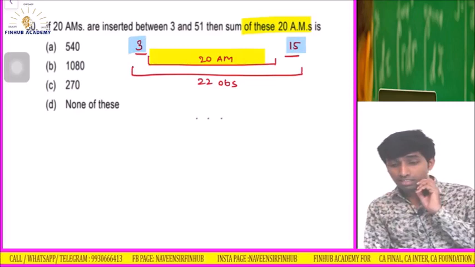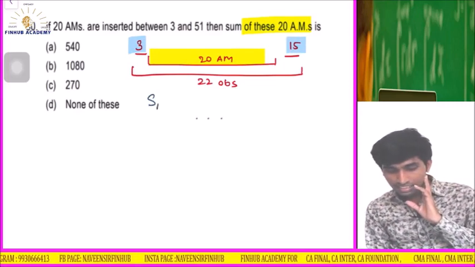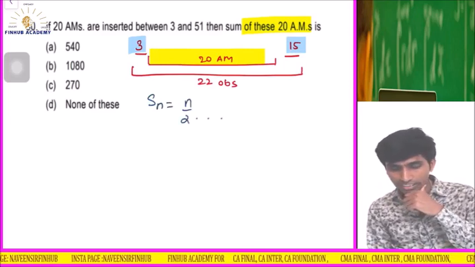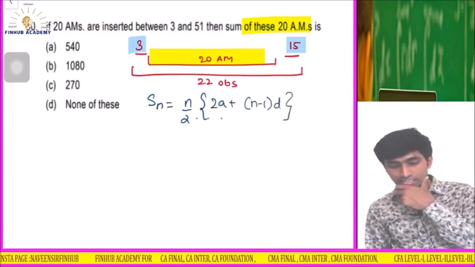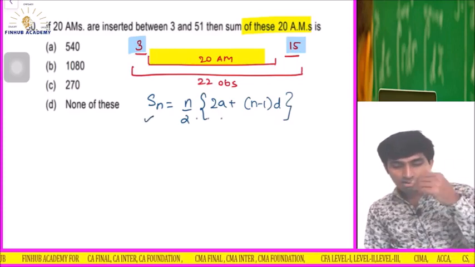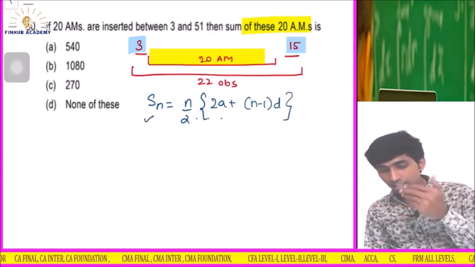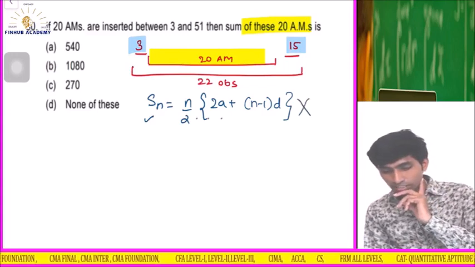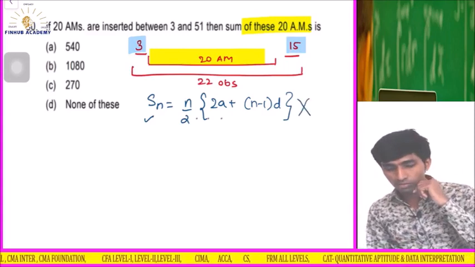That is what I can do. But let us apply the formula. So the Sn formula is what? Sn is equal to n by 2 into 2a plus n minus 1 into d. I don't know the sum, that I will find, but I will find it for 22 terms. n I know, that is 22, a I know, that is 3, d I also don't know. So this formula cannot be applied. So in that case I have another formula which I can recollect.